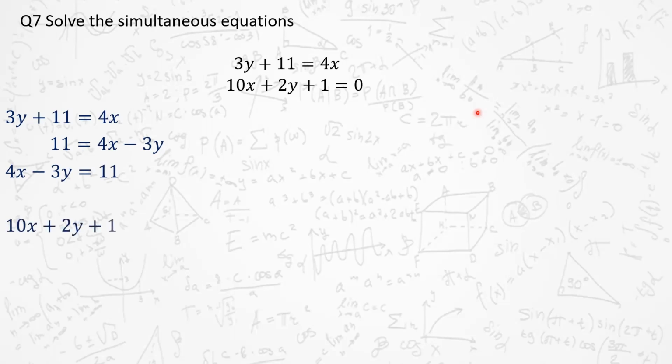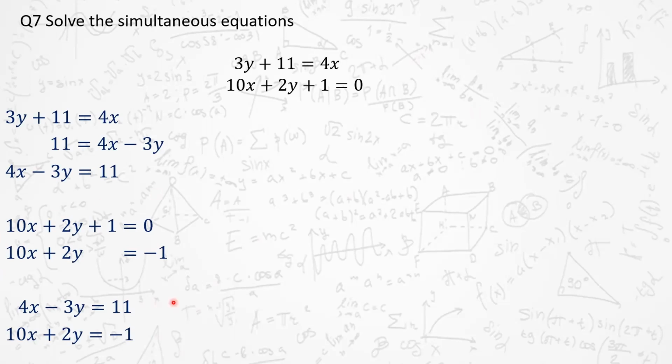10x plus 2y plus 1 equals 0. Take away 1 both sides. We have 10x plus 2y equals minus 1. Put both equations side by side. That's our standard format for simultaneous equation. By observation, we need to make one of the terms the same, either x or y. So in this case, I'm gonna make x the term.